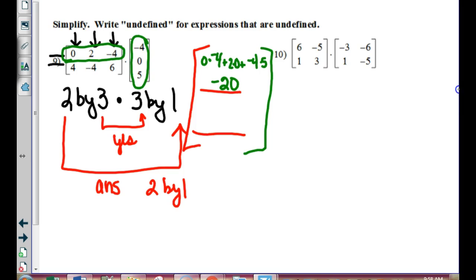Okay, now I'm moving down second row by that same column again. So it's 4 times negative 4 plus negative 4 times 0 plus 6 times 5. 24? No?